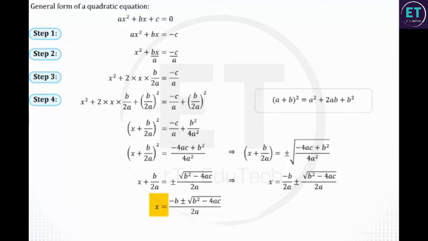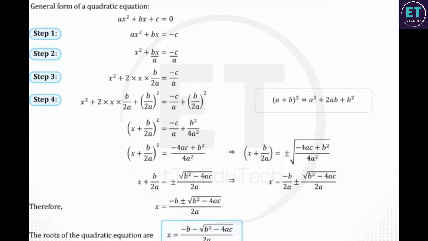On solving the equation, you get x is equal to minus b plus or minus square root of b squared minus 4ac divided by 2a. Therefore, the roots of this quadratic equation are x is equal to minus b minus square root of b squared minus 4ac divided by 2a, and x is equal to minus b plus square root of b squared minus 4ac divided by 2a.